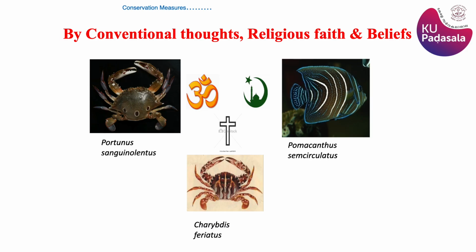And the Muslims respect a fish called Pomacanthus semicirculatus. On the tail, there are markings resembling Arabic letters that read Shani Allah, meaning a warning from God, so they protect it. So by thoughts and religious faith, they protect the animals.